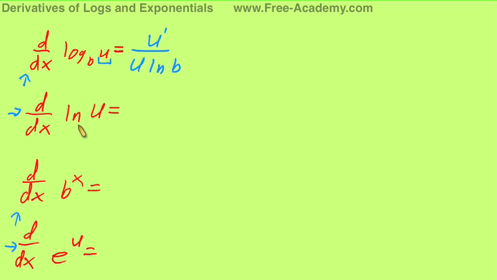Now, in the special case where you have ln of u, you're going to get u prime over u. These are very, very simple derivatives. So the derivative of ln of x would equal 1 over x. Very simple case there. And the reason for this is, using this formula for the original log, you would get the ln of e, which equals 1, which is why it simplifies to what you have there.